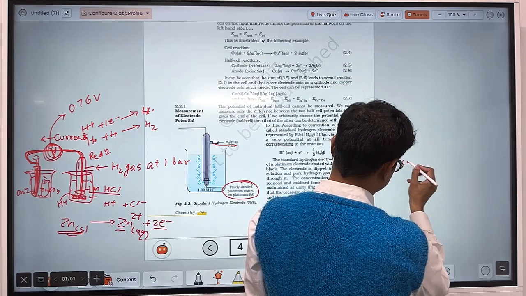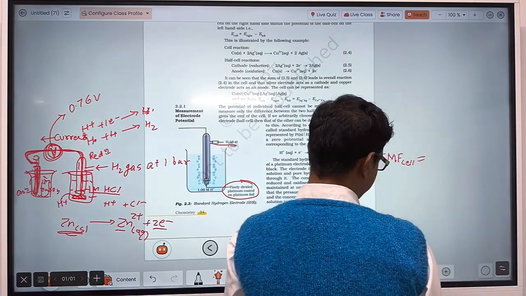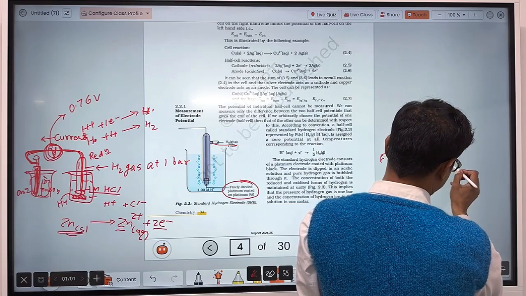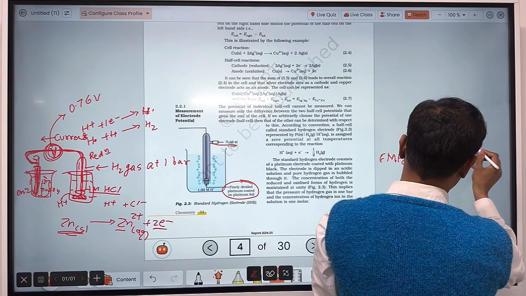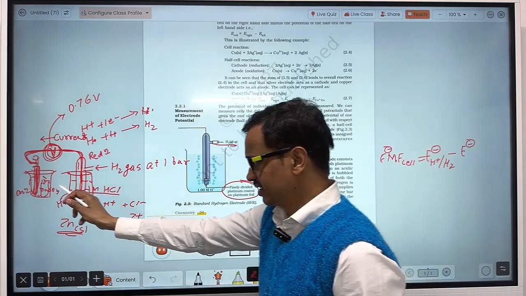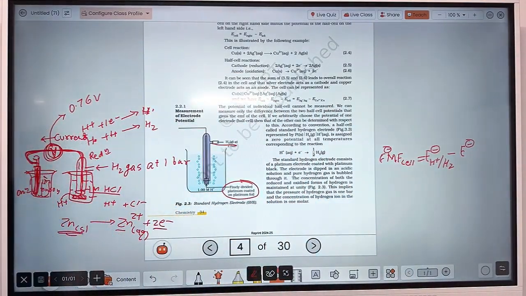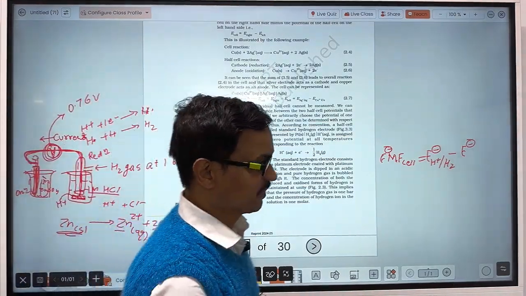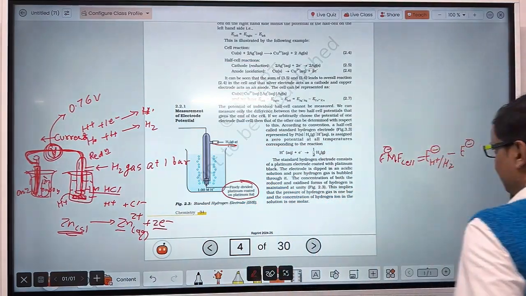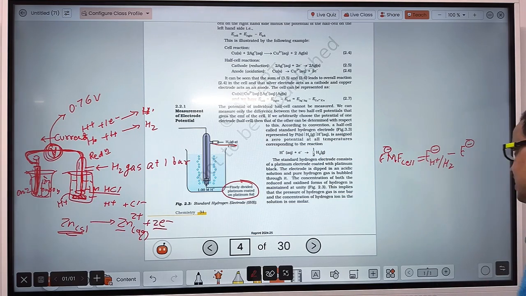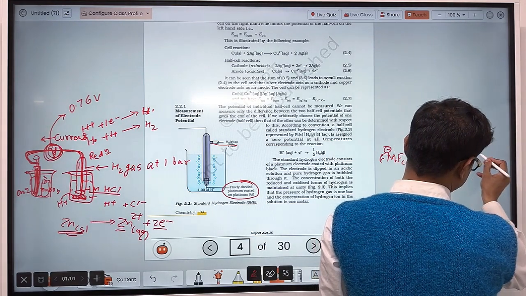Now the EMF of the cell will be equal to the standard electrode potential of the cathode, here hydrogen, minus the standard electrode potential of the anode. We take the standard here because the concentration of the zinc electrolyte is 1 molar and the other electrode is hydrogen. That's why the standard EMF of the cell is the standard electrode potential of hydrogen minus the standard electrode potential of zinc.